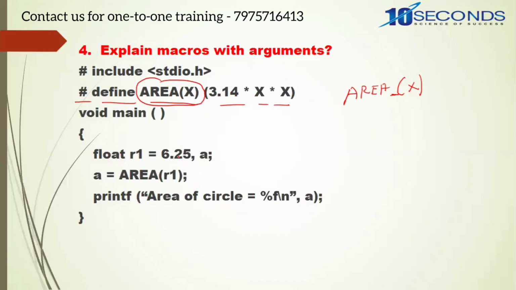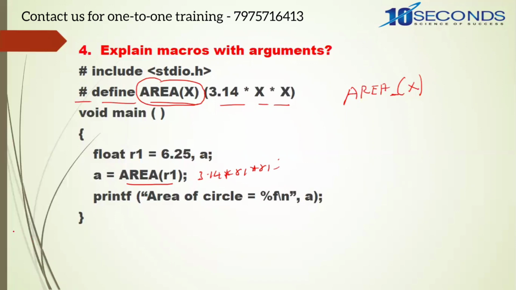Now float R1, memory will be allocated to R1, A equal to area of R1. So this particular statement will be replaced like 3.14 into R1 into R1. So the advantage of macros is that it executes the program in a faster manner compared to functions.